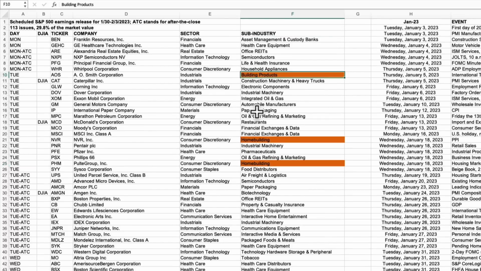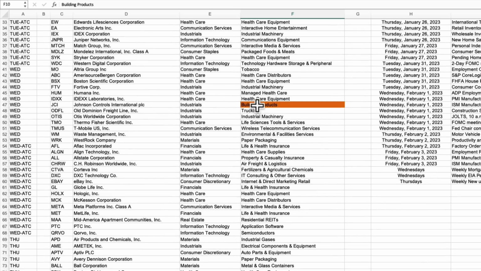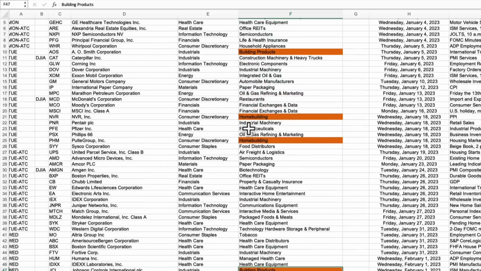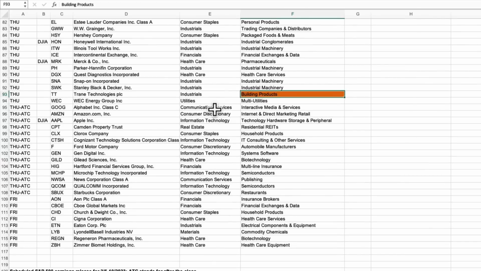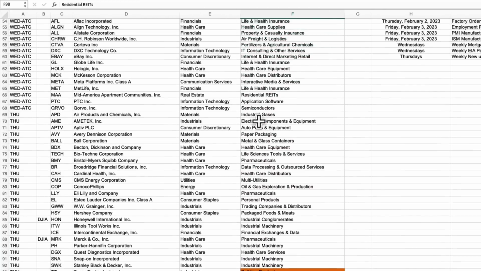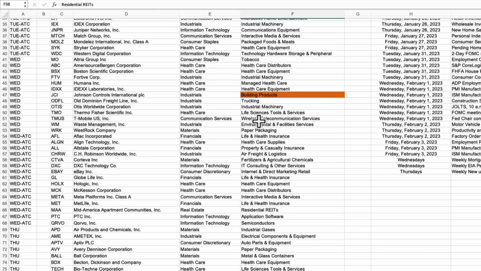But let's also look at building products and see what their forecasts are, because to build a home, you need building products. So let's have a look at that. You can see there are some REITs in there. There's residential REITs. There's two office REITs, and there's another residential REIT over here.